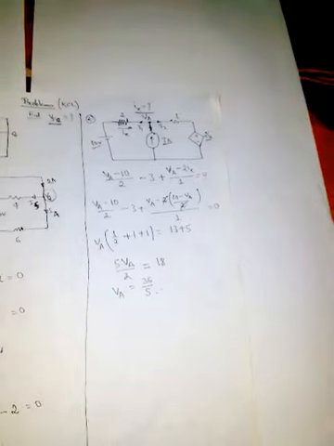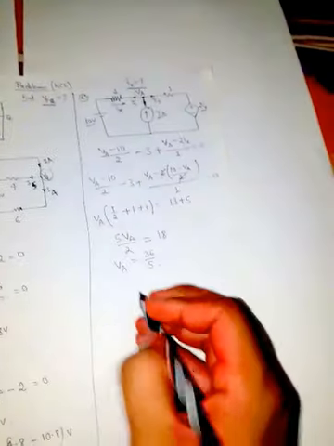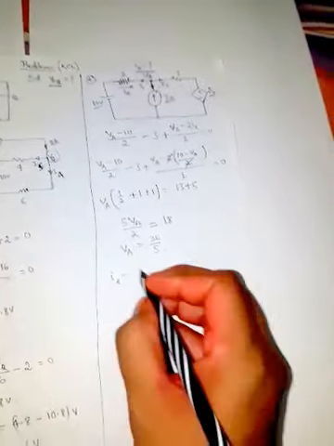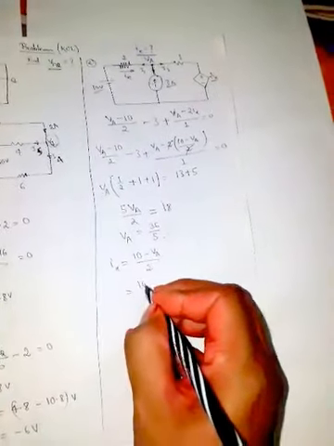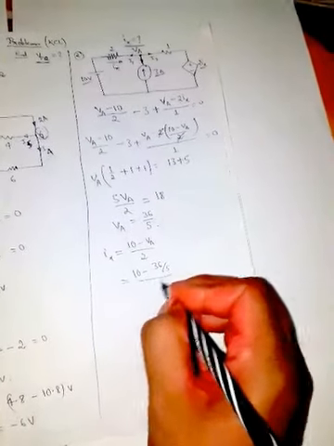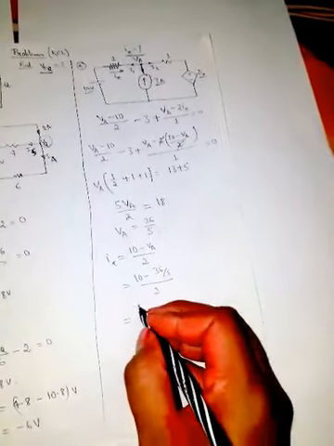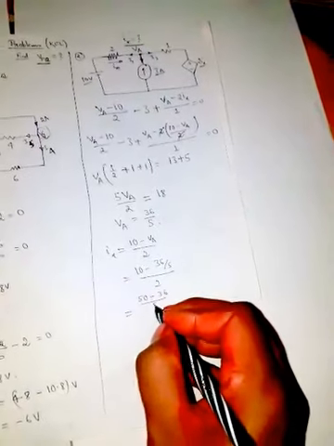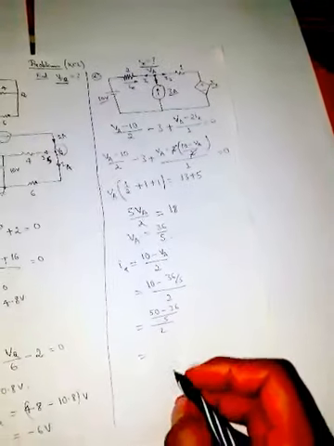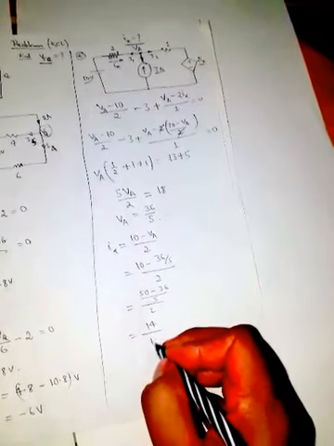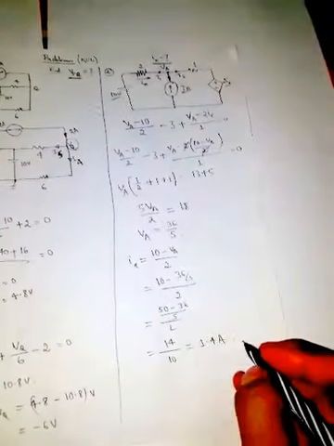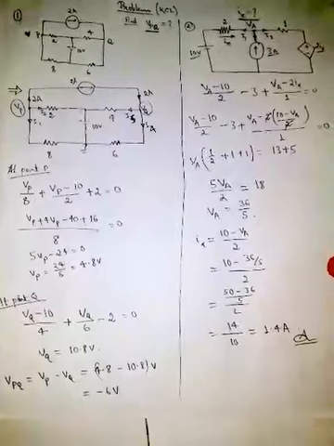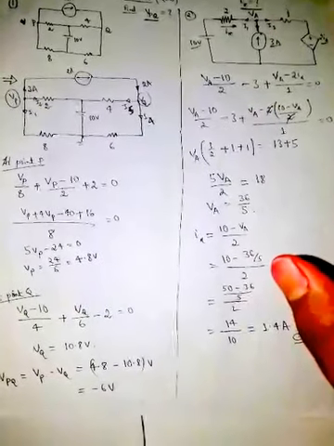Now I have to find Ix. So what is Ix? I have already told you that Ix is 10 minus VA by 2. So 10 minus 36 by 5, by 2, that is 50 minus 36 by 5, by 2, that is 14 divided by 10, equal to 1.4 ampere. This is my answer. So friend, kindly go through these two questions.